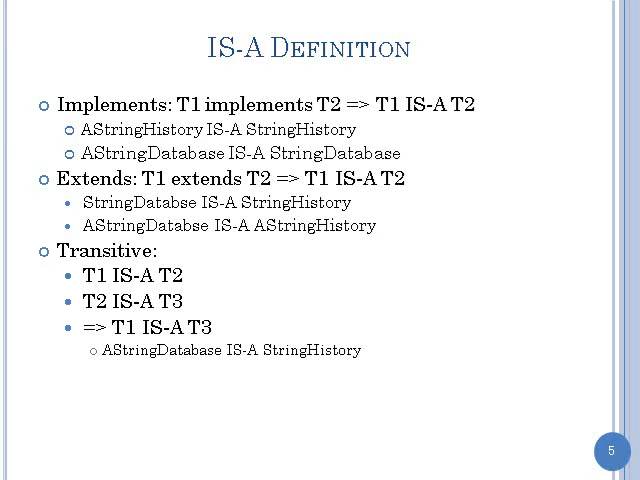And we can say it's transitive, right? That if T1 is a T2 and T2 is a T3, then T1 is a T3. That is why everything is an object. Okay? So a string database is a string history because a string database is a string history class, which is a string history, the interface. Okay? And again, this sounds more complicated than it is, because I think you guys got it.